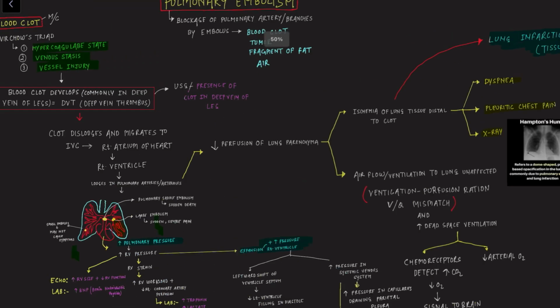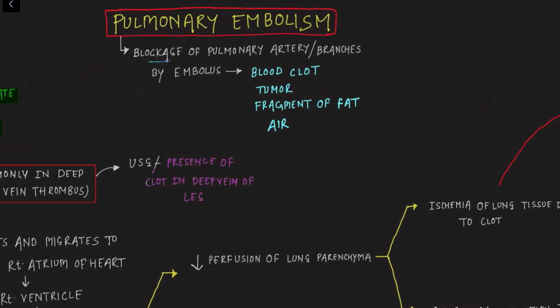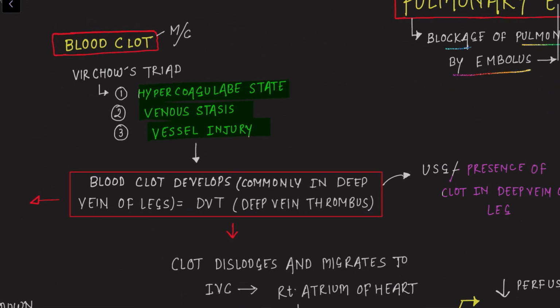Pulmonary embolism is blockage of the pulmonary artery or its branches by an embolus. An embolus may be a blood clot, tumor, fragment of fat, or air. Blood clot is the most common embolus. Here are three major causes of blood clot: hypercoagulable state, venous stasis, and vessel injury. These three are known as Virchow's triad.